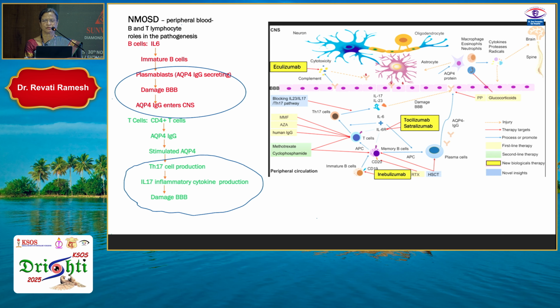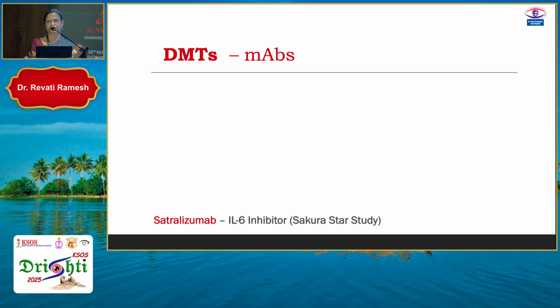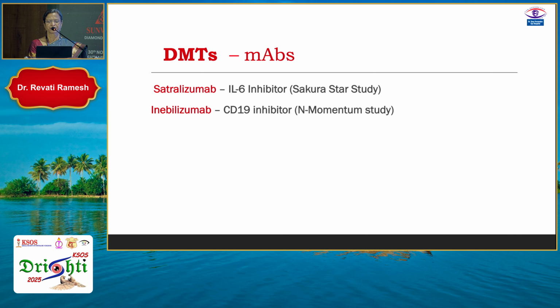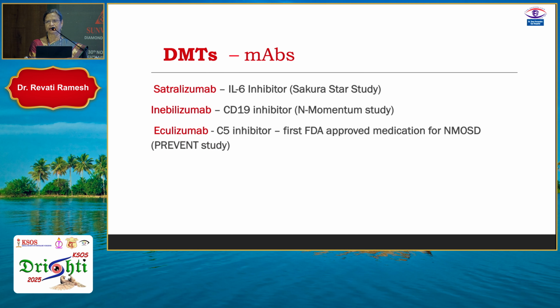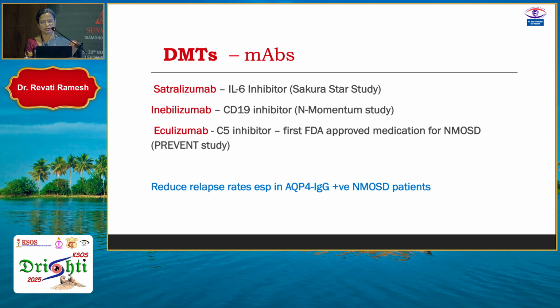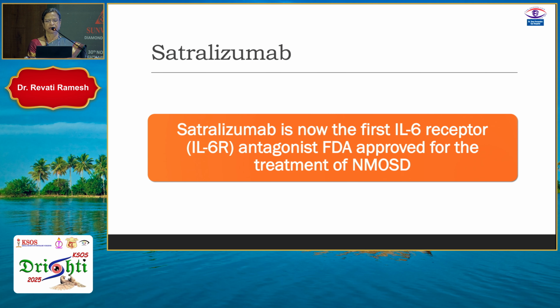In NMOSD also, both B and T cell mechanisms form part of the pathogenesis. The disease-modifying therapies used here are satralizumab, inebilizumab, and eculizumab, which have different ways of attacking the disease process. They reduce relapse rate, especially in seropositive NMOSD patients. Satralizumab is now the first IL-6 receptor antagonist FDA approved for treatment of NMOSD.